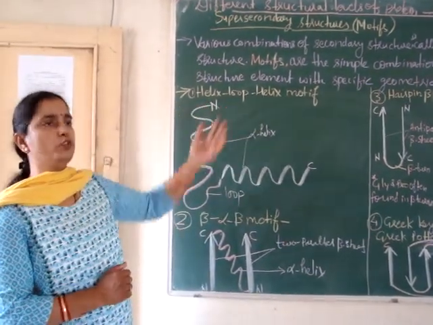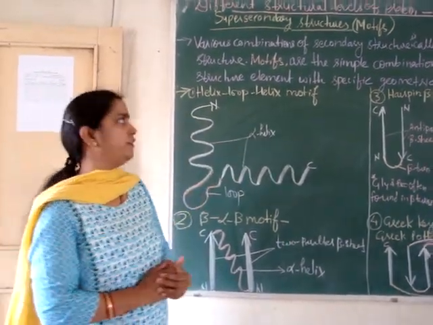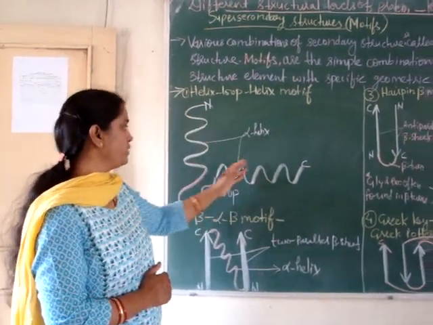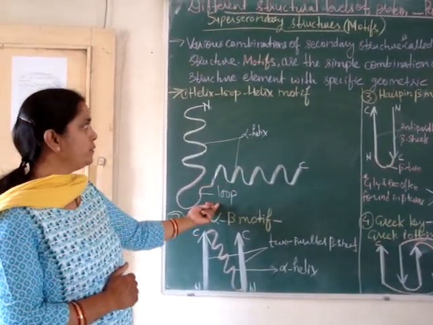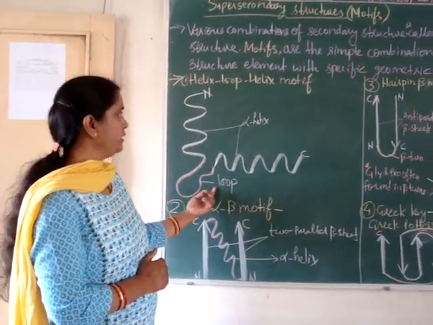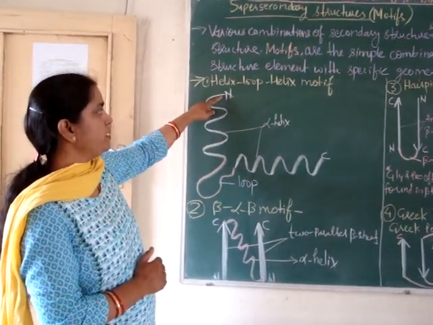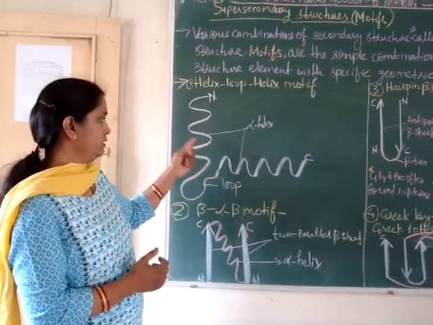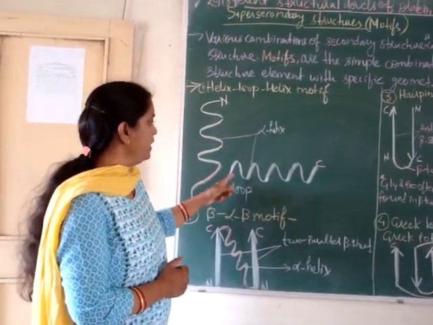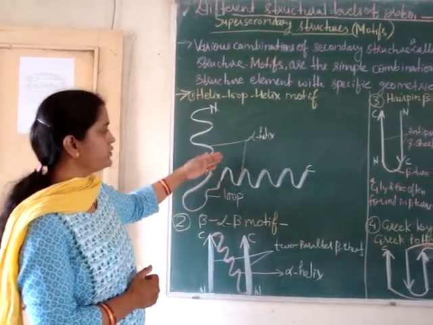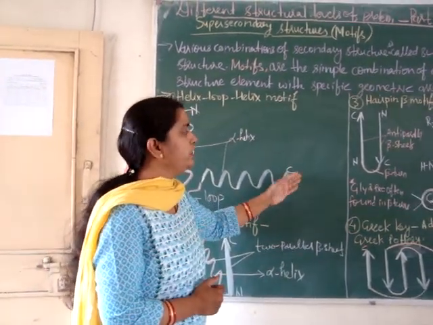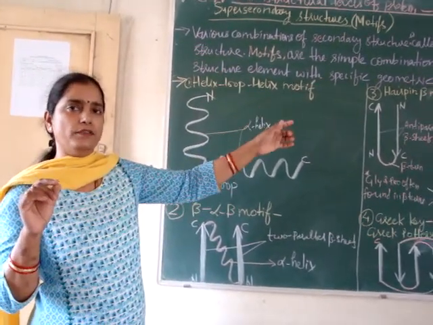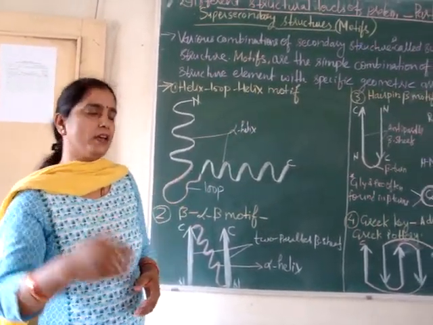First one is the helix loop helix motif, which exploits the alpha-alpha motif structure. Here two alpha helices are joined together by a non-helical loop region, and they join in such a manner that the end terminus of one alpha helix joins to the end terminus of the next alpha helix, so that at the end we get the N terminus of one alpha helix and the C terminus of the next alpha helix.